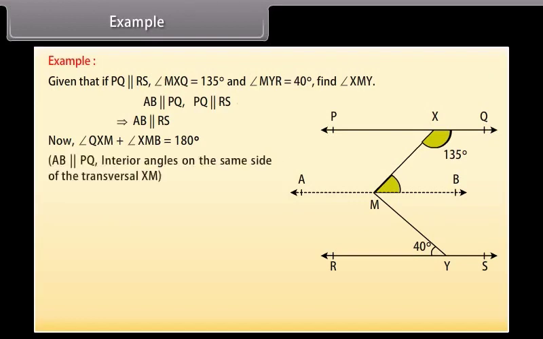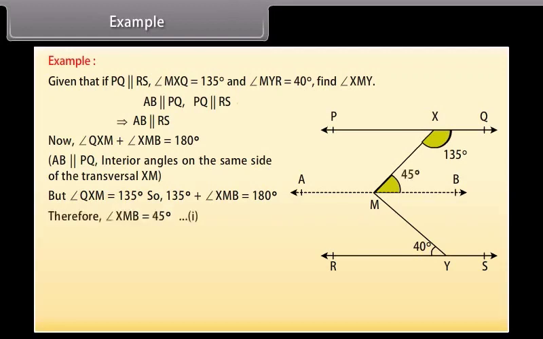AB is parallel to PQ, so the interior angles on the same side of the transversal XM are supplementary. But angle QXM is equal to 135 degrees, so 135 degrees plus angle XMB is equal to 180 degrees. Therefore, angle XMB is equal to 45 degrees.